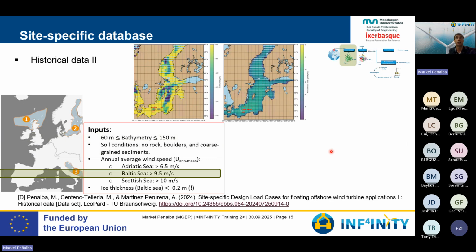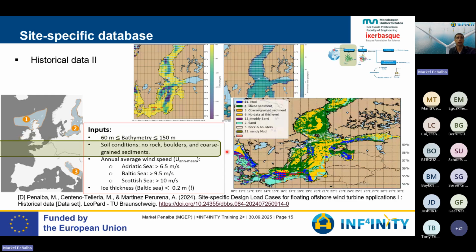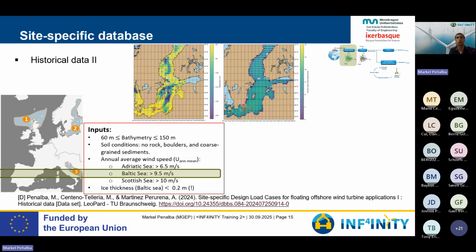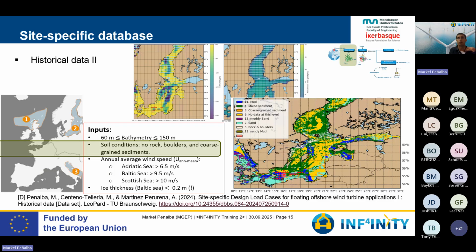Same thing is analyzed for the Baltic Sea, and you see that the conditions are fulfilled in a much reduced area or number of locations, right? So you see the red points here. If I go a little bit back, you see the red points here as well. And finally, red points are also here, right?